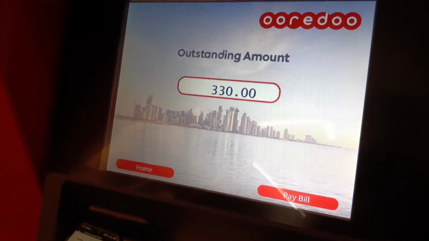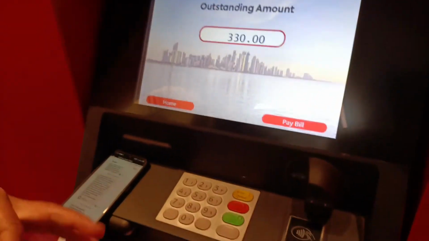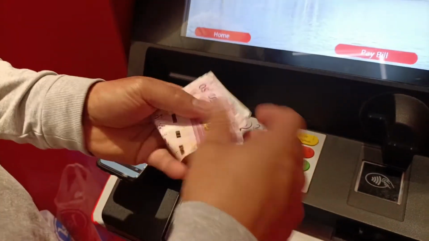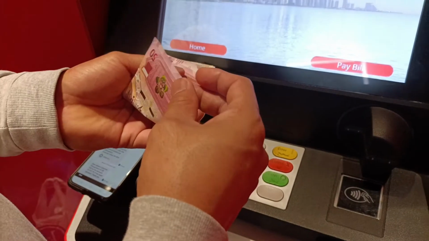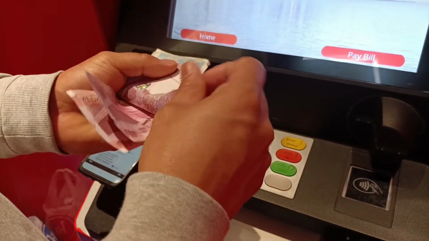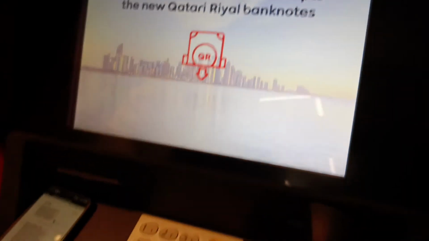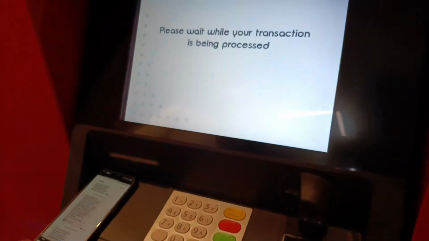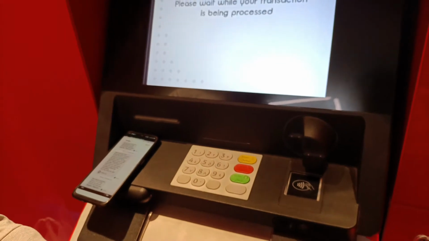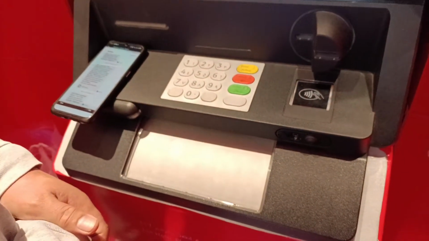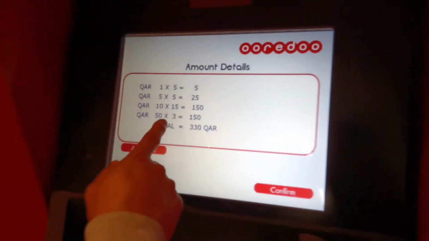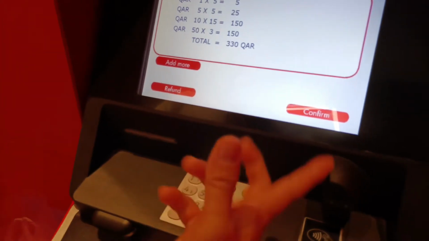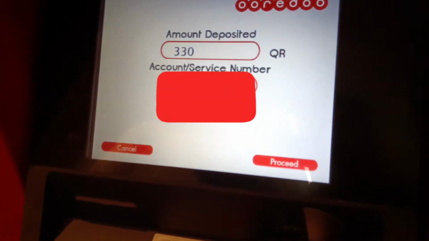330. So, 330 outstanding. So I need to pay a bill. 330 Qatar Riyals. Monthly, right? Binilang na yung pera ko. Okay. So, 330. 1 real, 5. 5 real. Ganyan po magbayad ng Ooredoo.